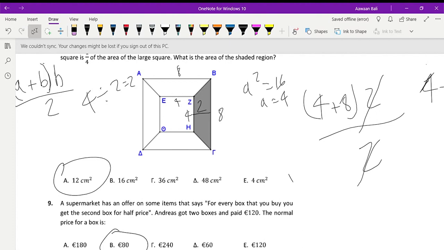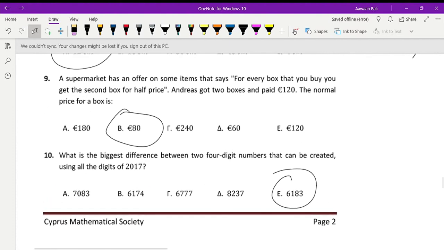A supermarket has an offer on some items that says for every box that you buy, you get the second box for half price. Andreas got 2 boxes and paid 120 euro. The normal price for a box is, well, this is easy basically.